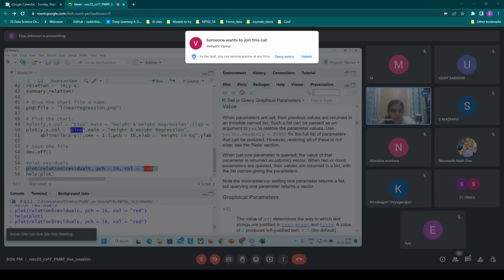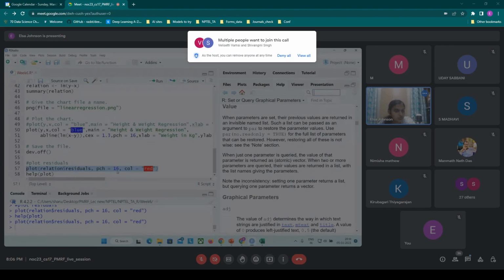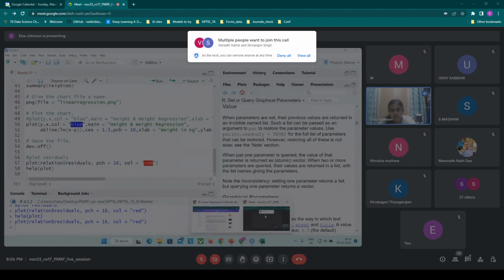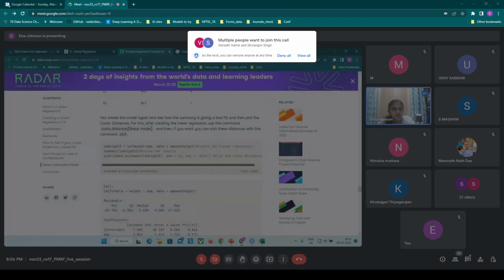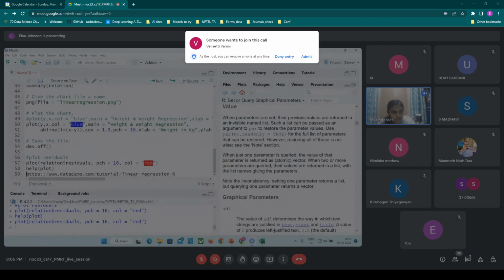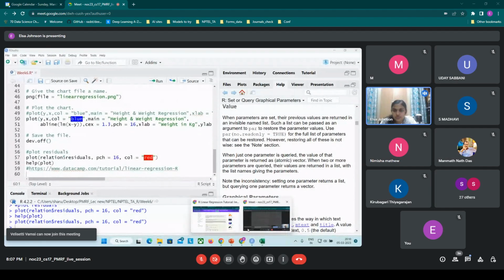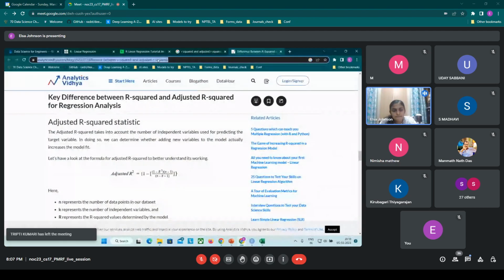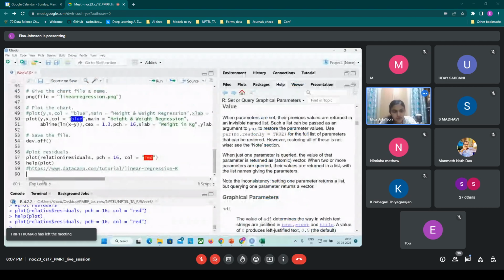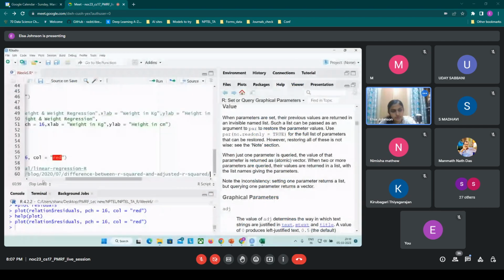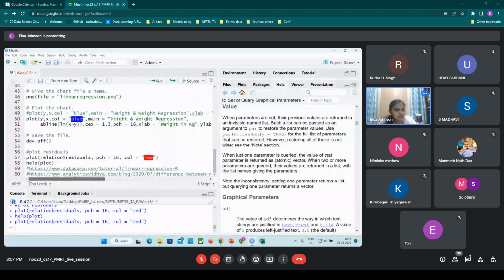So we have seen the plots. I'll share this file and paste the figure and the web address also, so you can refer to that later. I'll be sharing this.